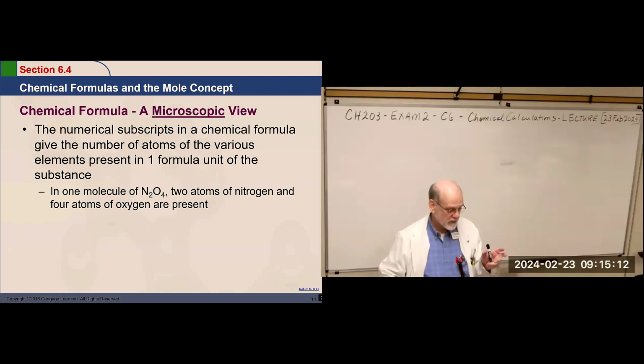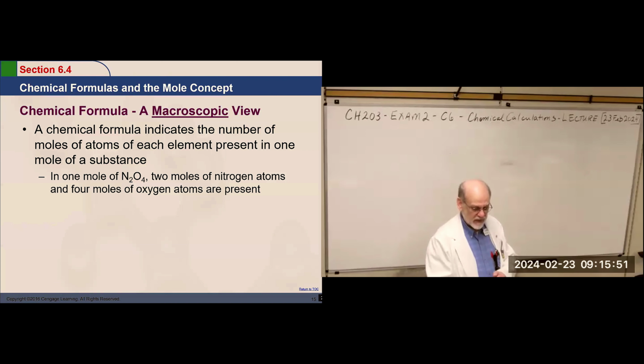That's the microscopic view. The macroscopic view is what we actually work with in the lab. And that's the connection between the atomic mass units and the molar mass. How much does a mole weigh in grams? So at the macroscopic level, if we have 1 mole of those molecules, that means we have 2 moles of nitrogen and 4 moles of oxygen.